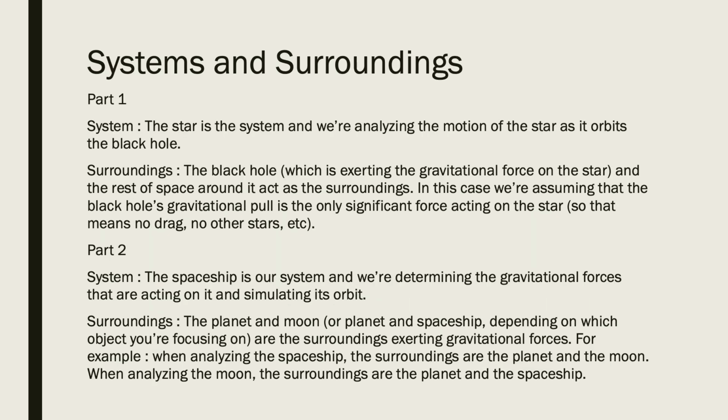In part 1, the star was treated as the system, while the black hole and surrounding space were the surroundings. The black hole exerted the only significant force on the star, allowing us to focus on their two-body gravitational interactions. In part 2, the system was the spaceship, influenced by gravitational forces from the planet and moon, which were its surroundings. Defining the system and surroundings clearly helped us apply Newton's law correctly to each object's motion.